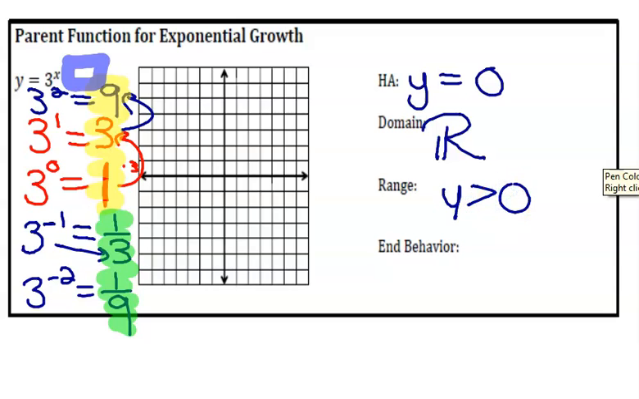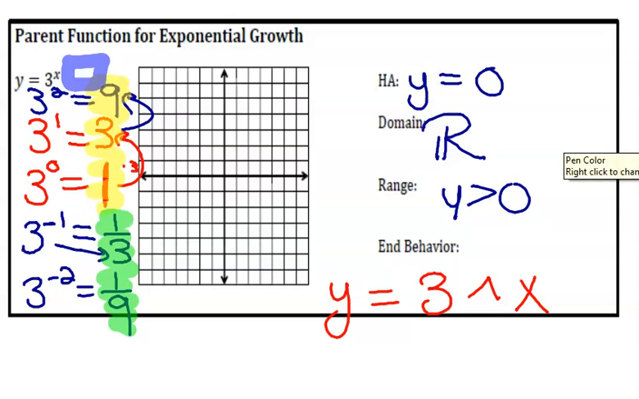And we can again plot some points. Into your graphing calculator, you want to write y equals 3 to the x power. That's how you can graph it in your graphing calculator. Please practice this so you're used to it.